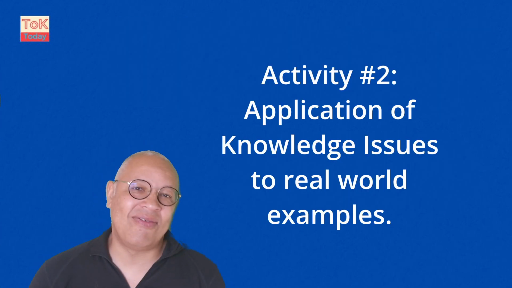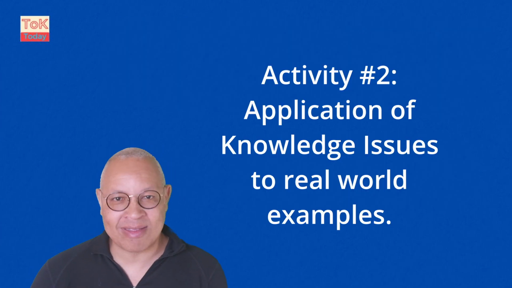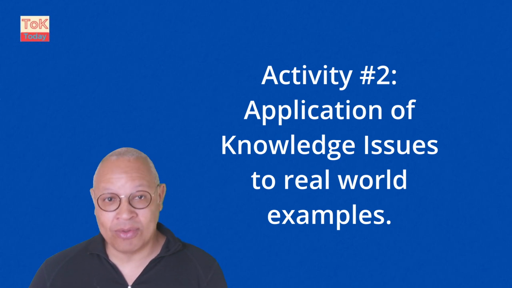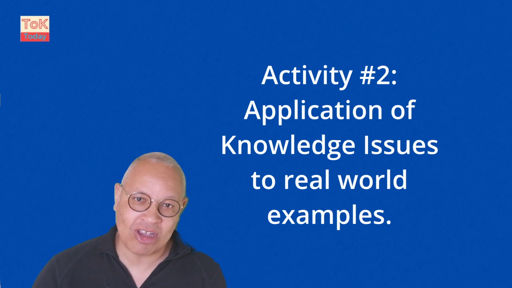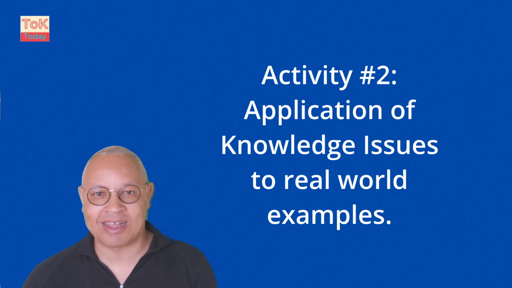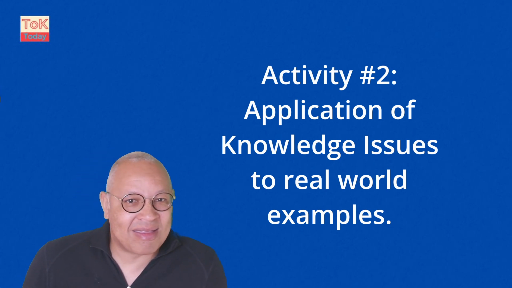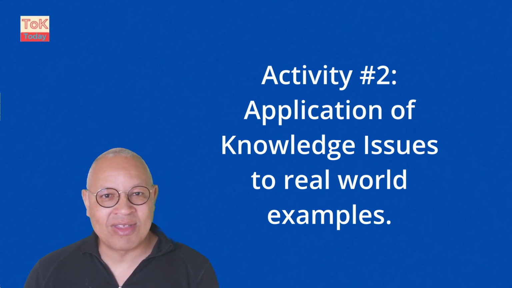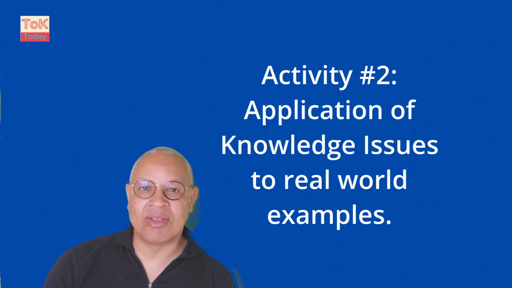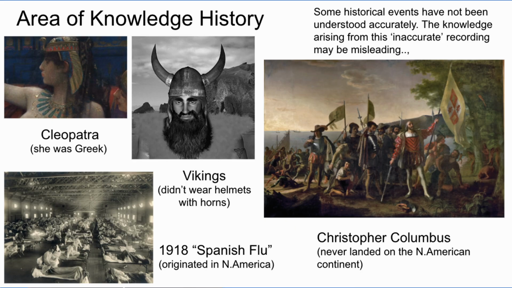Okay, the second activity is the application of knowledge issues to real-world examples. So to do this, you start by teaching a few knowledge issues up front to the class, just to make sure that everyone understands what the knowledge issues are. And then you can present the students with a real-world case study or an example and ask them to identify the potential knowledge issues that could be relevant to that example. And then to explain why those knowledge issues are relevant and how they're relevant.